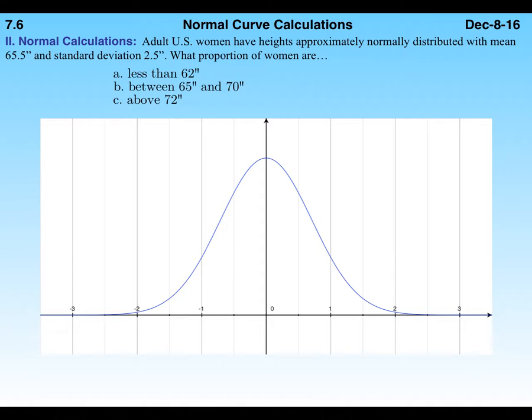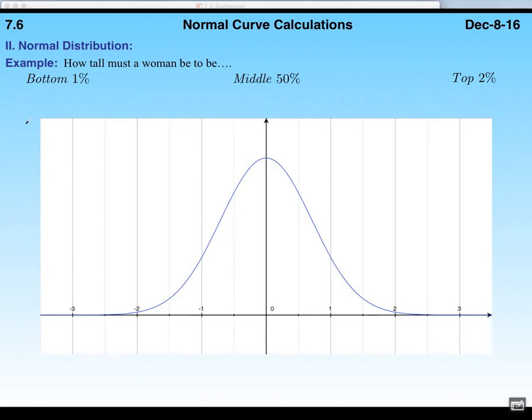We are going to look at the heights of adult U.S. women. Adult U.S. women have heights that are approximately normally distributed with a mean of 65.5 and a standard deviation of 2.5. I like to change the numbers here, so don't copy down my numbers. The first one you have is the probability of some woman being less than some height.